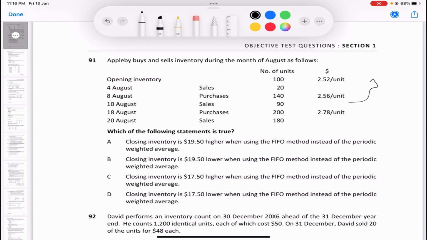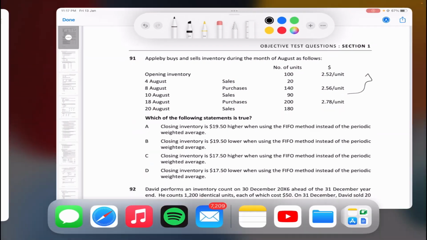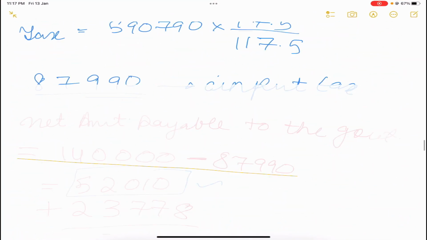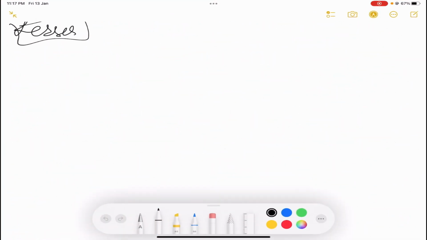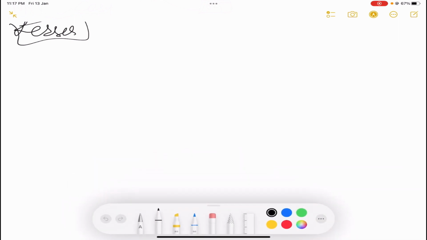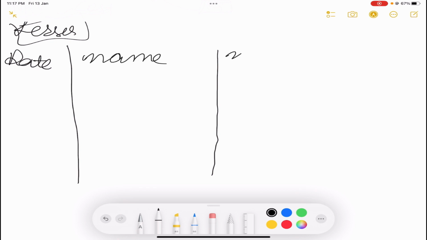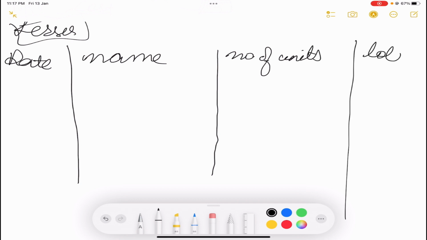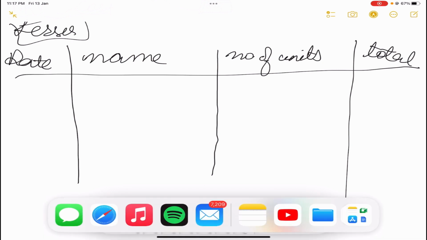So if I do the FIFO method, what happens? First tell me that. Also, the rules remain the same. Make sure that you have a register, a paper, a pencil and a calculator with you. You are supposed to solve the questions along with me, otherwise you will not be able to understand. So this is my date column, this is my name column, this is my number of units, and this is my total. This is the table which you make during FIFO.